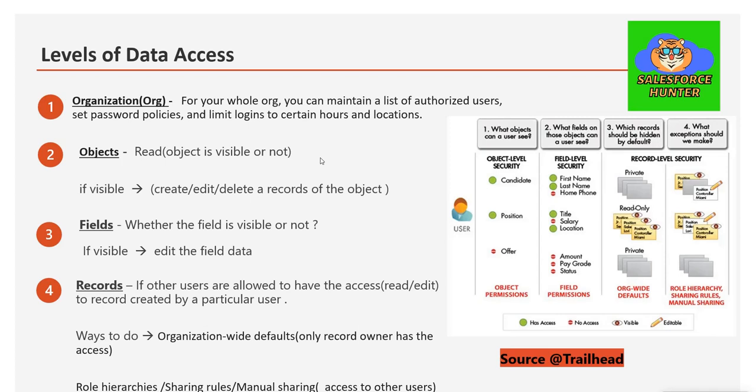First is organization-wide default, normally known as OWD, where only the record owner has access. Now if we want to share the access with other users as well, there are ways: first is role hierarchies, then sharing rules and manual sharing, which we will cover in the coming videos. So we are clear on the fields.